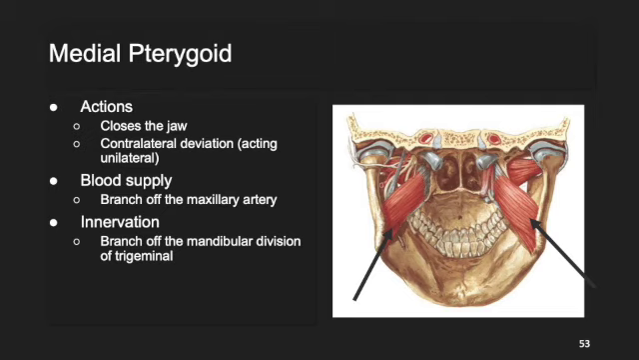Branches, you should be catching a theme here. A branch off the maxillary artery is going to supply blood. Innervation is going to be a branch of the mandibular division of the trigeminal nerve.